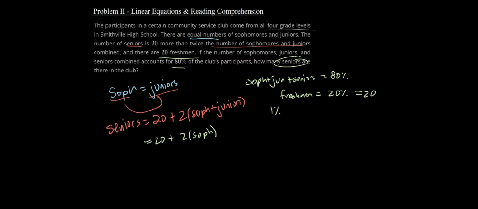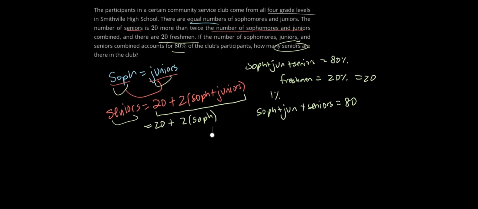So we can just think of people as percentages, right? That means sophomores plus juniors plus seniors is equal to 80 total people. So this 20 plus 2 times sophomores plus juniors, the number of seniors, when we add the sophomores and the juniors, that's equal to 80, right? So sorry if this is a little bit unclear, because it is definitely probably one of the most complicated algebraic word problems that you can see on the SAT.